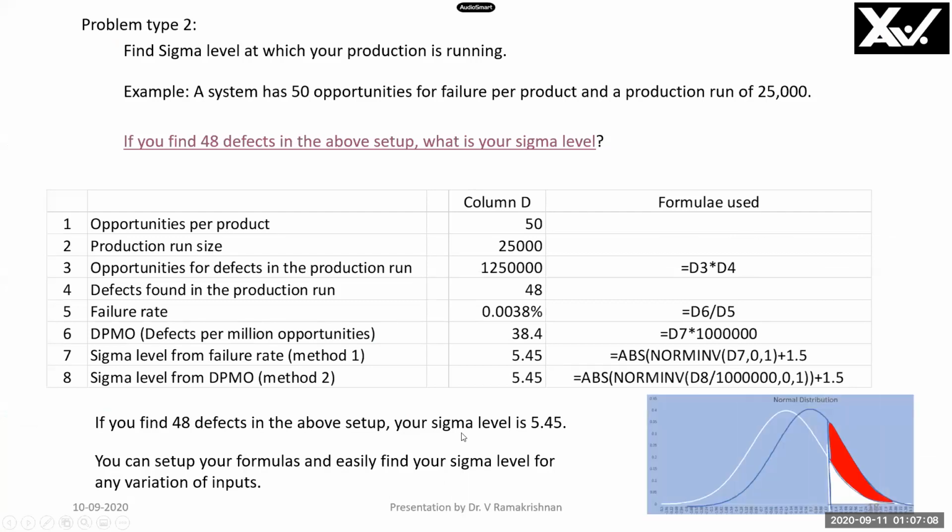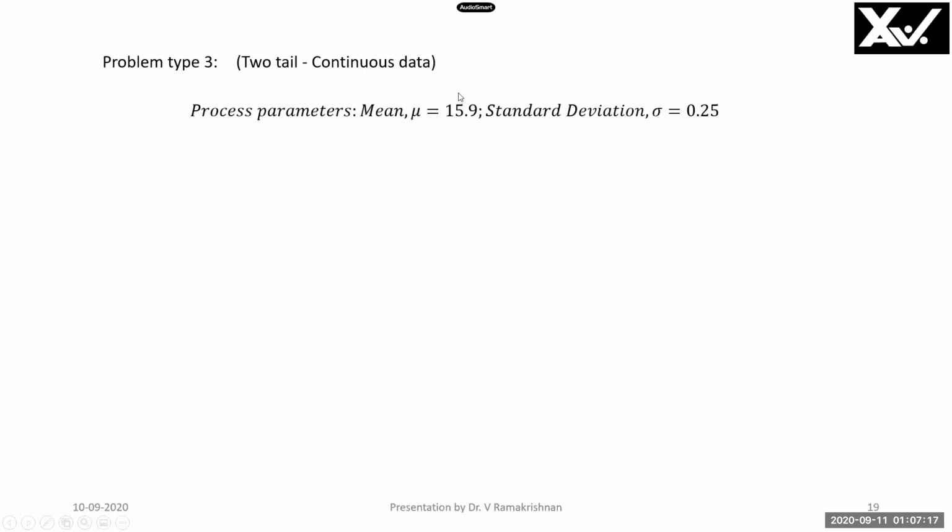Now we'll go to the next slide. Problem type 3, two-tail. This is for continuous data. Normally, we do not use it for defect data. When we use continuous data, rejection is possible on either side. When you use defects, there is nothing like minus defects. All our defects are only positive numbers. Therefore, the minus side will not come into the picture, except for finding out the sigma level by using the symmetrical property of the distribution curve.